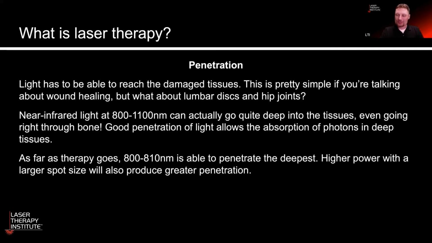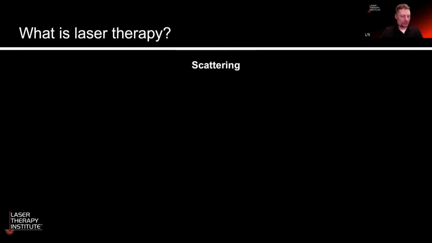When we're talking about specifying a wavelength that can get the deepest, we're going to say it's somewhere between 800 and 810 nanometers. So you can get the best penetration at that wavelength. But if you increase your power and your spot size, you can get even deeper. And we're going to talk about power here in just a minute.